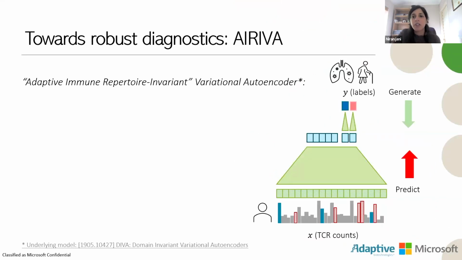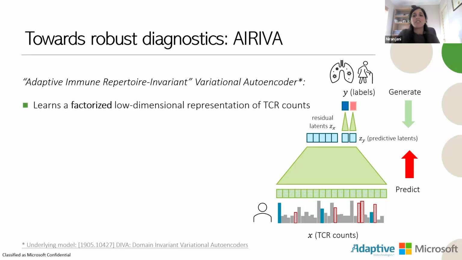Specifically, we developed what we call an adaptive immune repertoire-invariant variational autoencoder, or AIRRIVA. This is essentially a partially supervised variational autoencoder, which aims to learn a factorized low-dimensional representation of the TCR counts. So the TCR counts are the input X, and we have labels Y for the disease of interest, as well as any other relevant factors of variation.